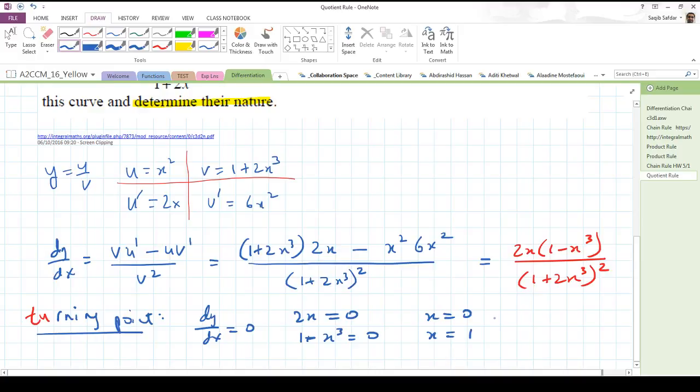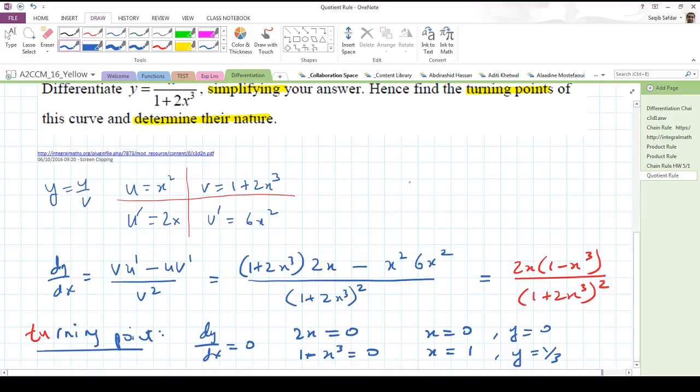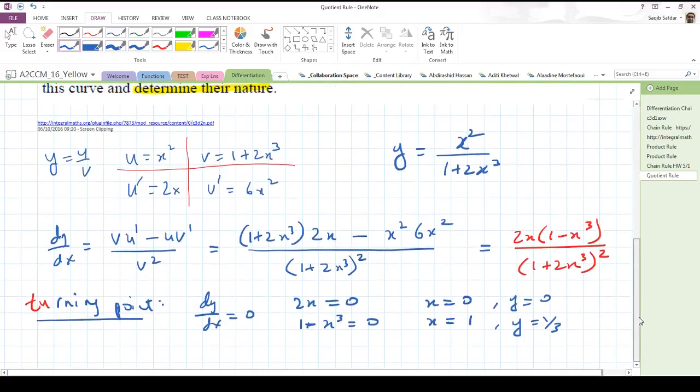Just to save you a bit of time, I'll write the y coordinate as well. So y equals 0 on the top one, and y equals a third. Just to remind you, y equals x over (1 plus 2x cubed) to the power x squared. So that's the y equation we're looking at. Okay, so there's our turning points.